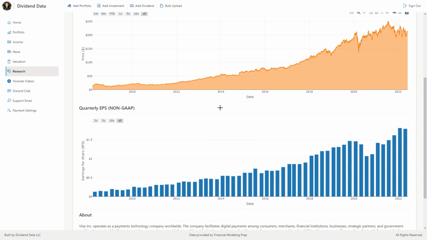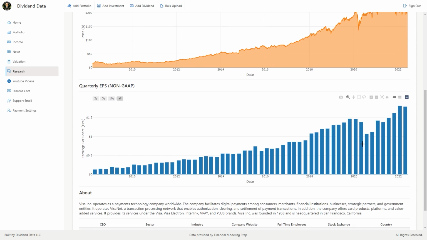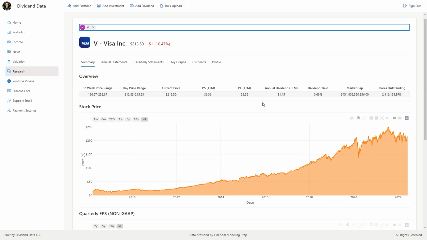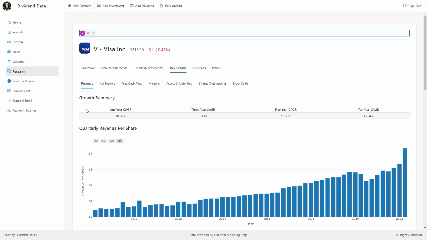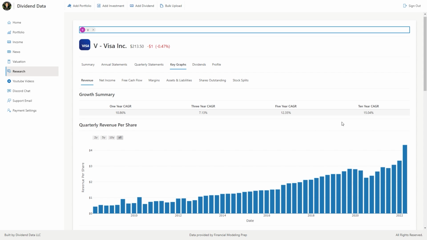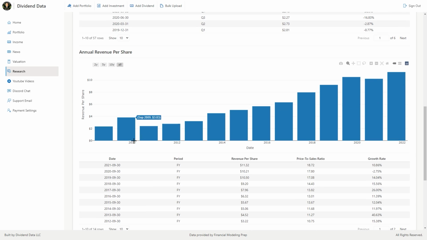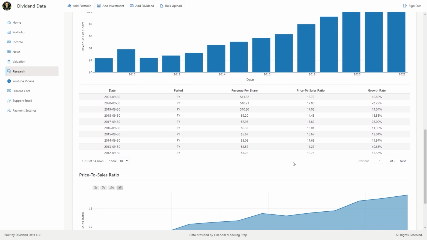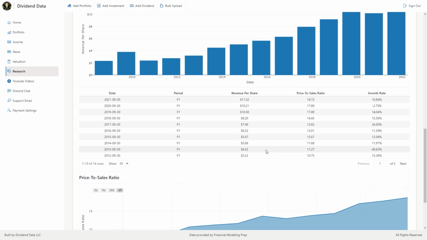Earnings per share have been growing at a high rate, with a small dip during the 2020 lockdowns. Now, Visa's earnings are growing at a high rate once again. Revenue per share has grown at a 15% 10-year compound annual growth rate. The annual revenue per share in the fiscal year 2021 was $11.32, which is an 18 price-to-sales ratio. That may seem very high, but Visa is an extremely high-margin money-making machine.